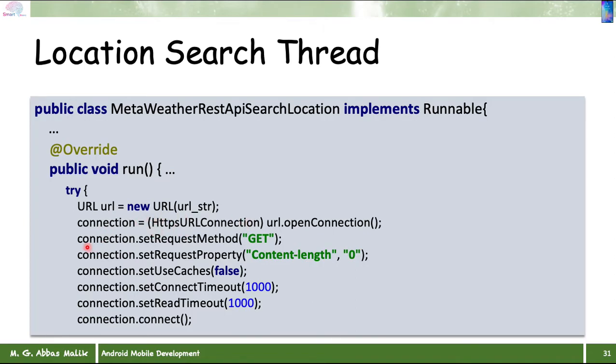And then we say connection dot setRequestMethod. We have multiple: post, get, put, delete, different types of things we can do. So there are 6 different methods which can help us with HTTP operations. But here we are saying get, and then we say dot setRequestProperty. We are setting the request property content length equal to 0.